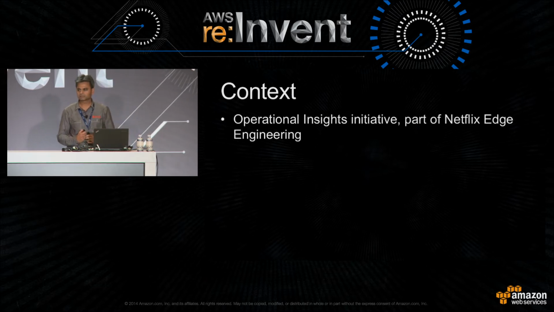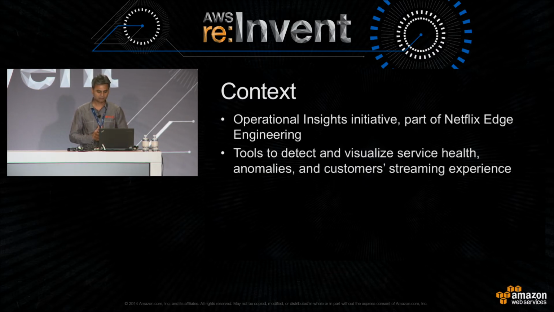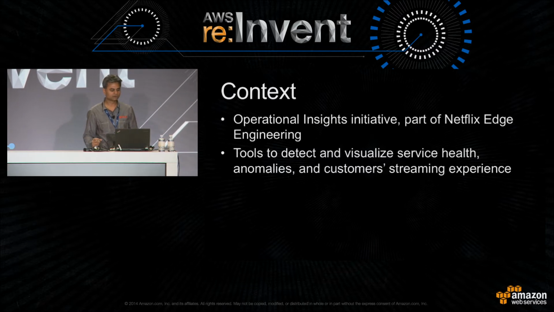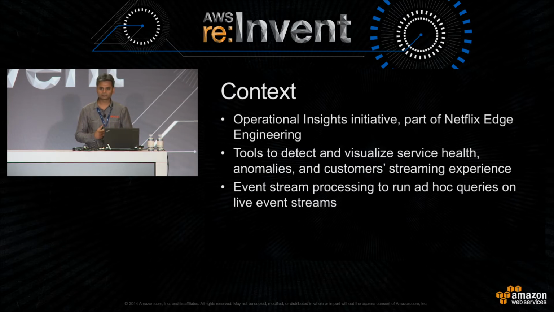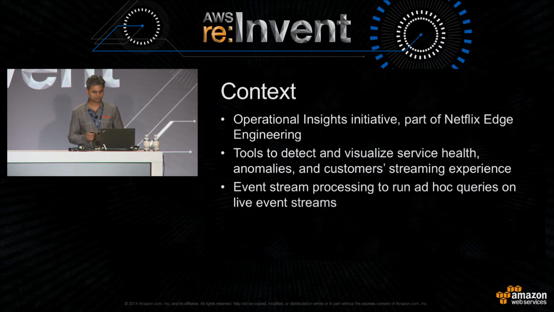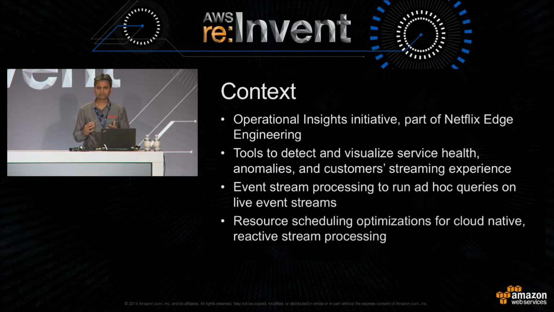So in order to do this, as part of the Netflix Edge engineering, we are developing tools to detect and visualize the service health for operational insights. And in order to do that, we're building an event processing system that can let us run queries, faceted queries, on live event streams. And for that, we're building an Apache Mesos framework to do optimal resource assignment for the stream processing workload.